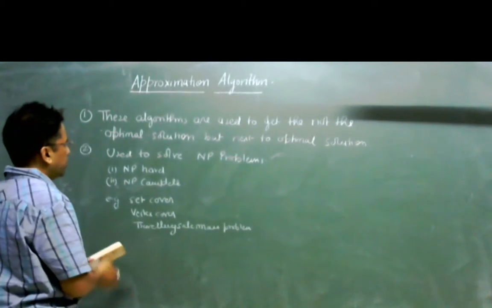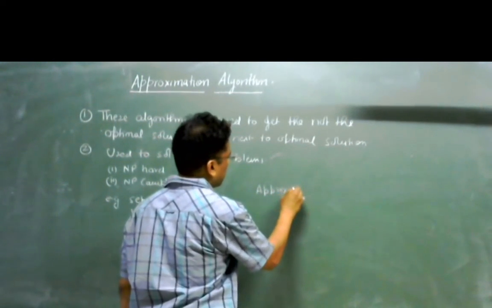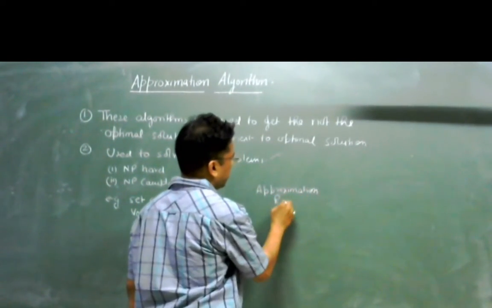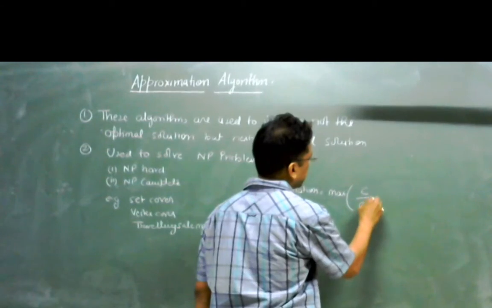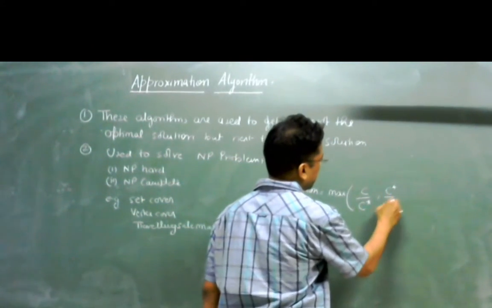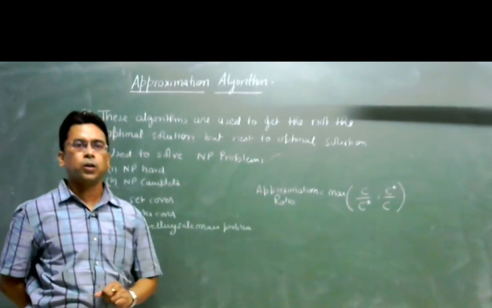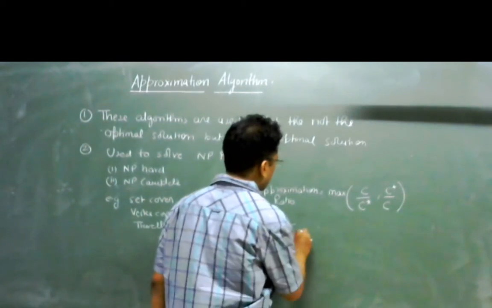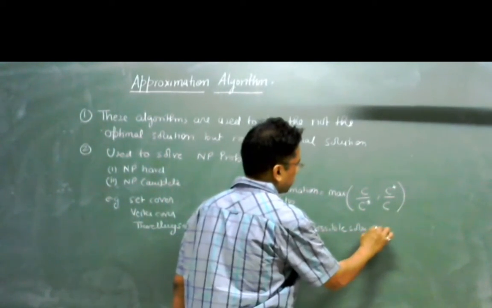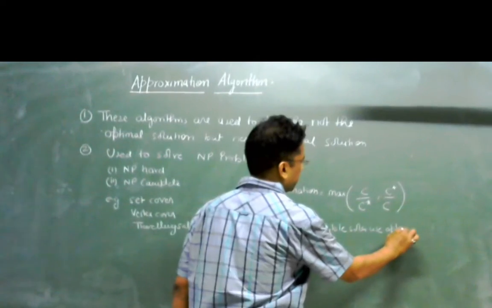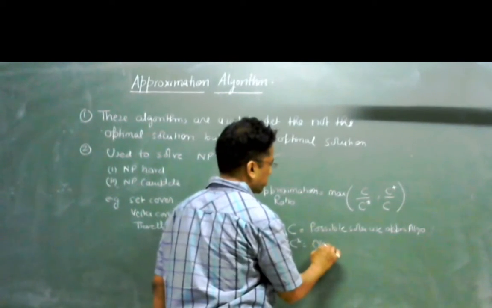Approximation ratio is equal to max of C upon C star, comma, C star upon C, right? And this is called the approximation ratio. Here C is the possible solution using the approximation algorithm, and C star is the optimal solution.